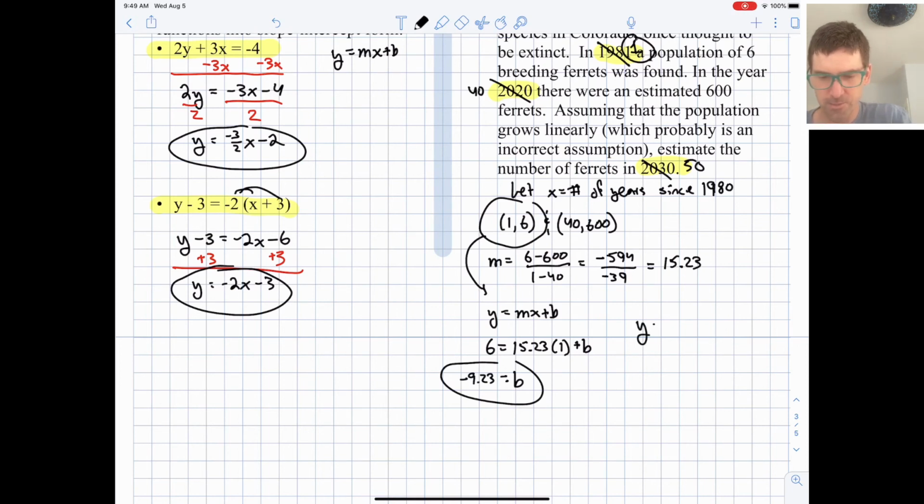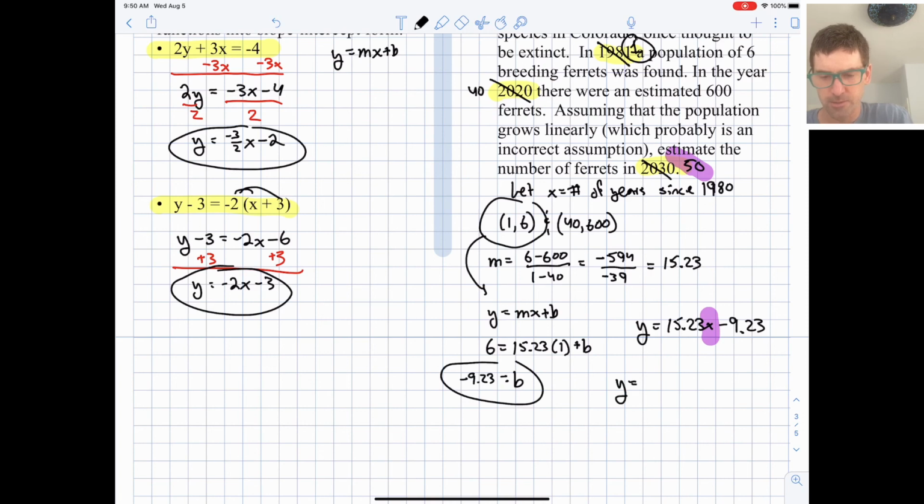So let's write out our equation. We have our equation is y equals 15.23x minus 9.23. Just checking my numbers. Okay, looks good. And we can take this 50, we're trying to predict into the future. Let's predict for year 50, which is 2030, how many ferrets we'll have. And we will just plug in this 50 for this x right there. Okay, and we'll see what y ends up being.